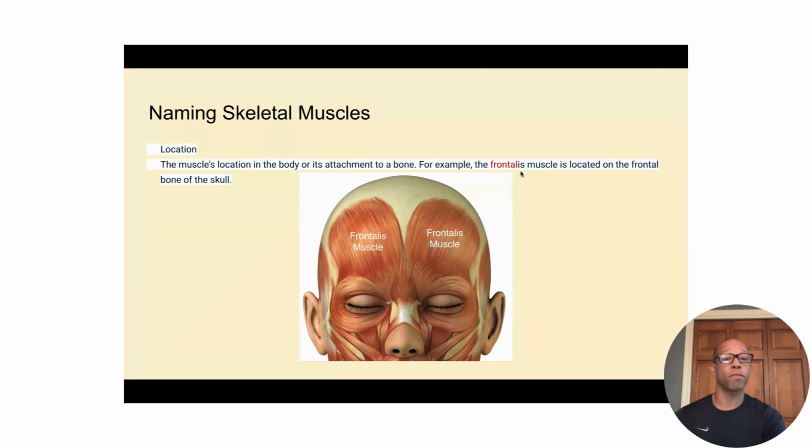For example, the frontalis muscle is located on the frontal bone of the skull. So they call it the frontalis. See the name frontal in here, it's on the frontal bone. So sometimes muscles are named according to their location on the body. And here on the frontal bone, it's called frontalis.